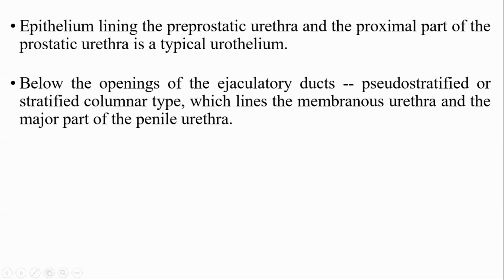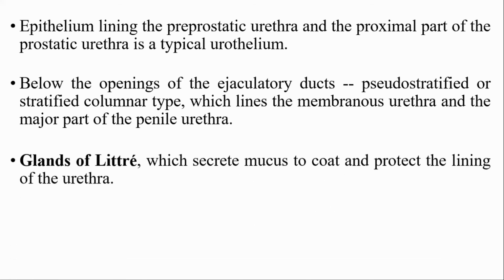So below the openings of the ejaculatory duct, they are lined by pseudostratified or stratified columnar type up to the membranous and major part of the penile urethra. Then the glands of Littre. These are the submucosal glands present in the spongy part of the urethra. They secrete a mucus coat to protect the lining of the urethra. Right? This is important for the MCQ.